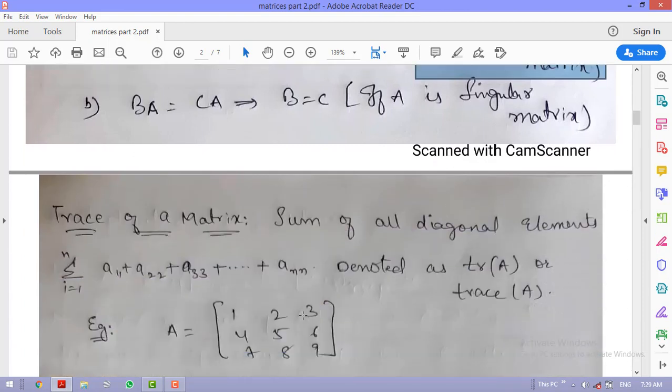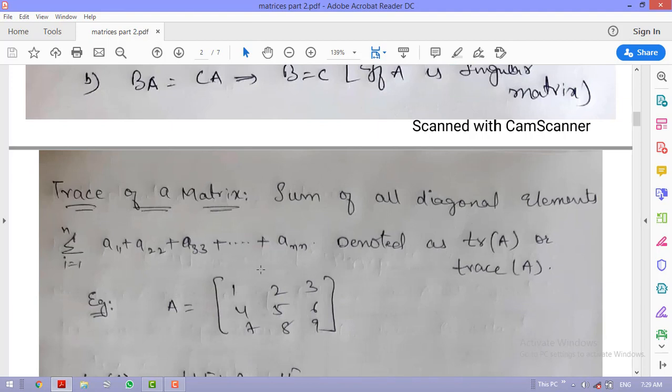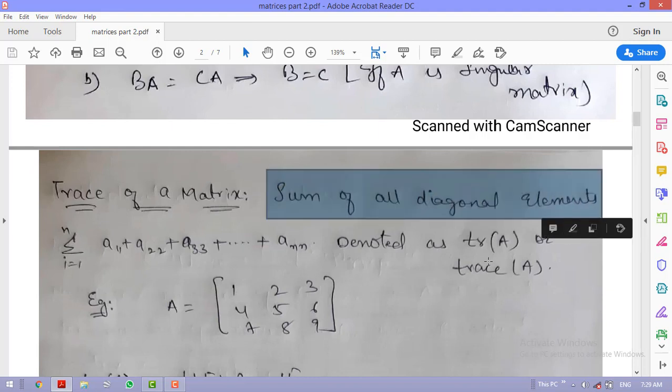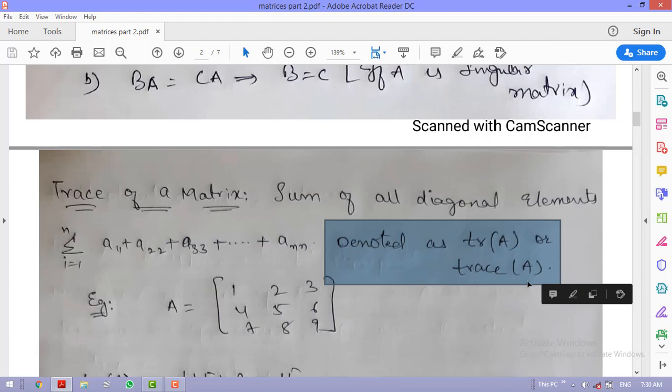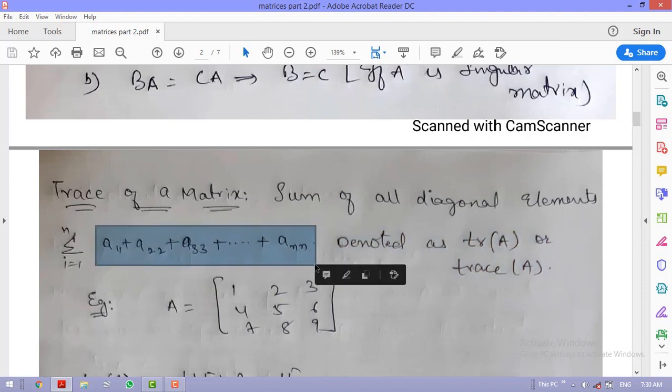Now after multiplication of matrices, we will see what is the trace of a matrix. A simple definition of the trace of a matrix is the sum of all the diagonal elements, and it is denoted as TR of A or trace of A. The elements you have to sum are those whose row position and column position are the same, then only can you sum up the diagonal.